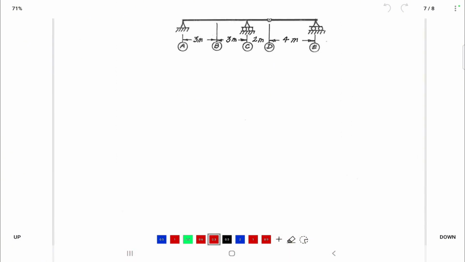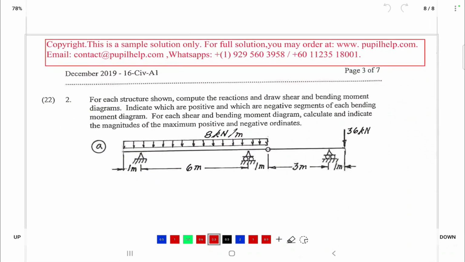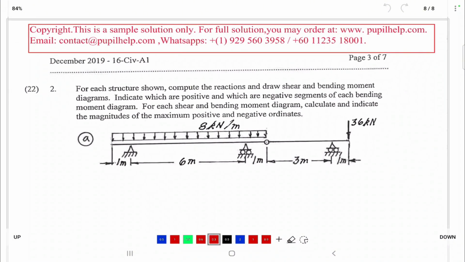Okay, now we will try to solve question 2A. In this question, for each structure shown, compute the reaction and draw shear and bending moment diagrams. Indicate which are positive and which are negative segments of each bending diagram. For each shear and bending moment diagram, calculate and indicate the magnitudes of the maximum positive and negative ordinates.